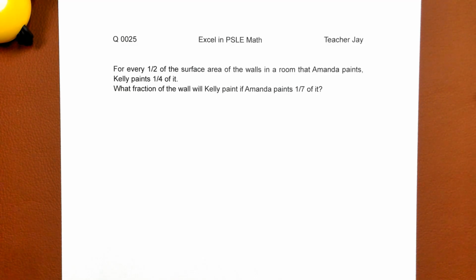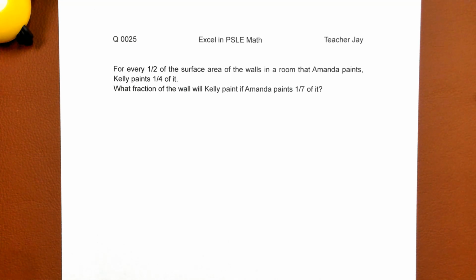Excel in PSLE Maths, question number 25. For every half of the surface area of the walls in the room that Amanda paints, Kelly paints 1/4 of it. What fraction of the wall will Kelly paint if Amanda paints 1/7 of it?